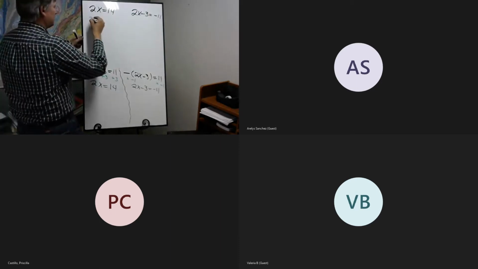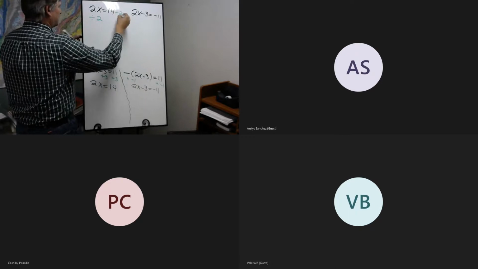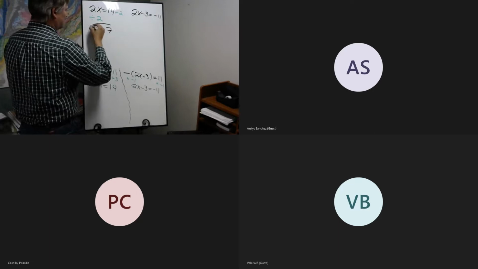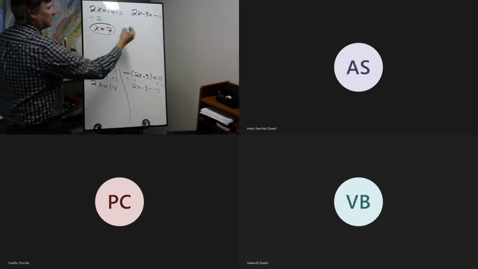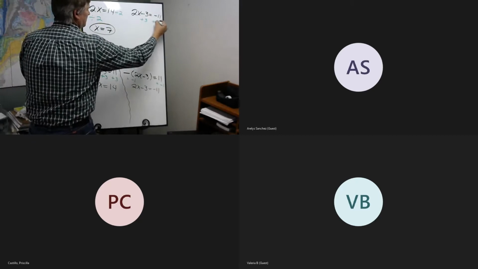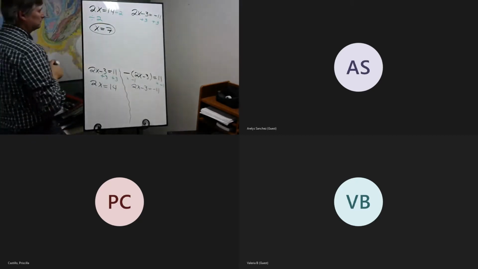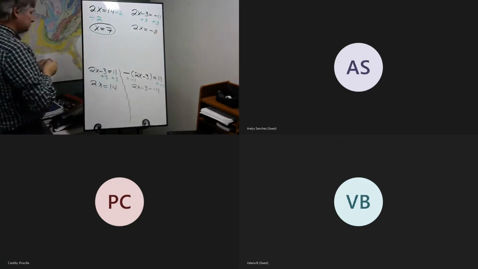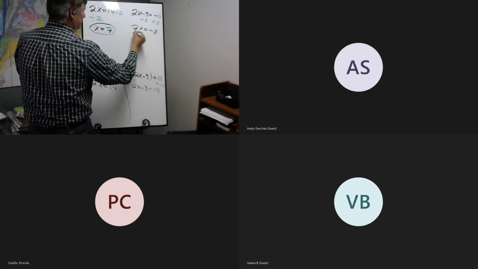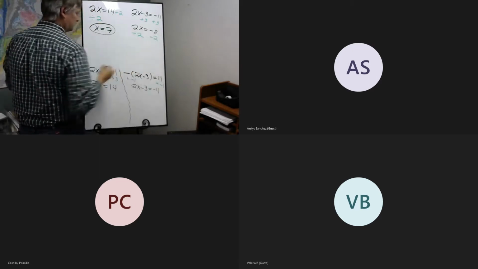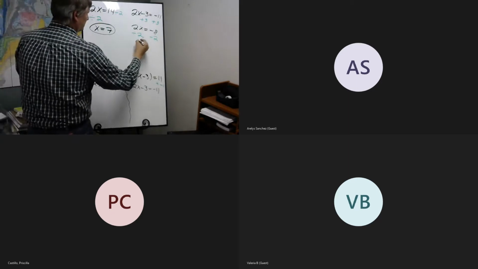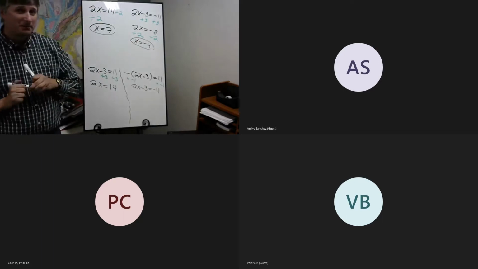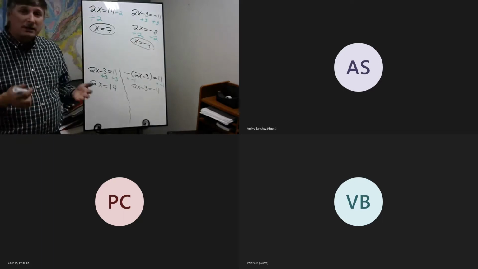Divide both sides by 2. Add 3. Divide by 2. x is -4. So we get two answers again.